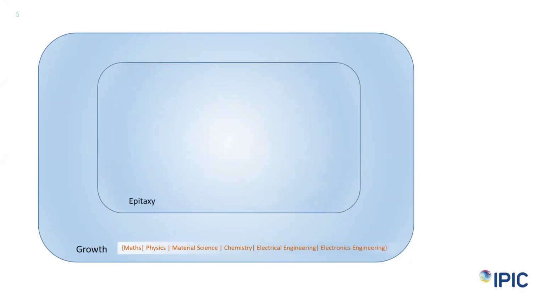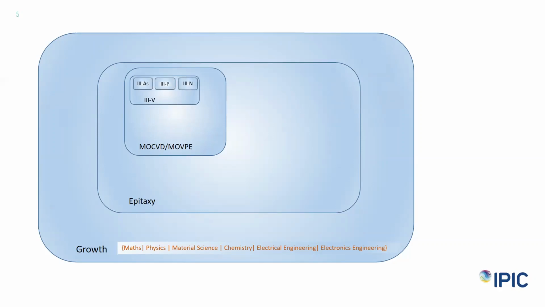Another subset of it would be epitaxy, where we are trying to grow thin layers on top of a substrate. If you consider epitaxy as a universal set, then MOCVD, which is also known as MOVPE in many books, is a subset of it. And if MOCVD is a universal set, then III-V semiconductors are a subset of it. In the coming slides, I will explain what III-V semiconductors are. And again, if you consider III-V as a universal set, then III-arsenide, III-phosphide, and III-nitride semiconductors are a subset of it. Again, there are II-VI semiconductors as well.